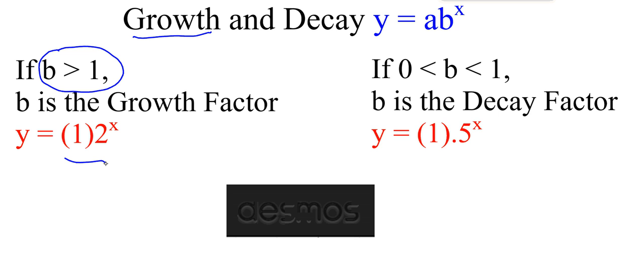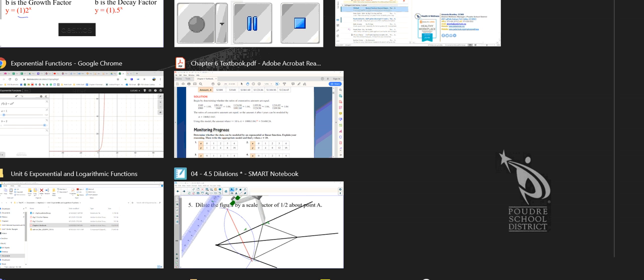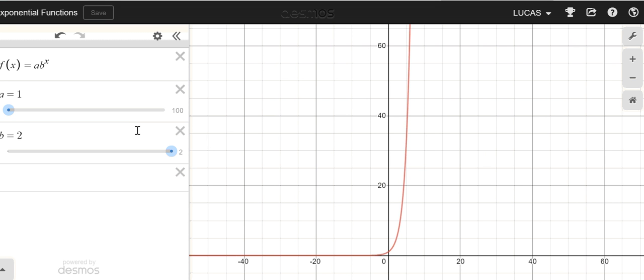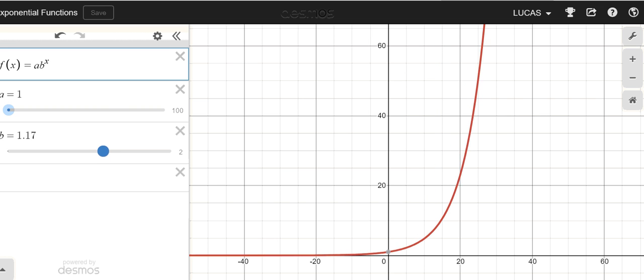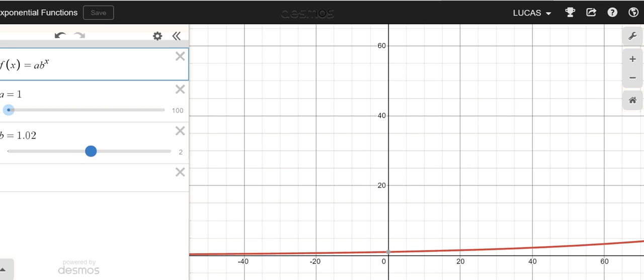So if we look at an example here using Desmos, if we have an initial condition of 1, so our graph is right there at 1, and our growth is 2, we're doubling each time. Notice, if we want to flatten that curve, we want that growth rate to dwindle and be smaller.